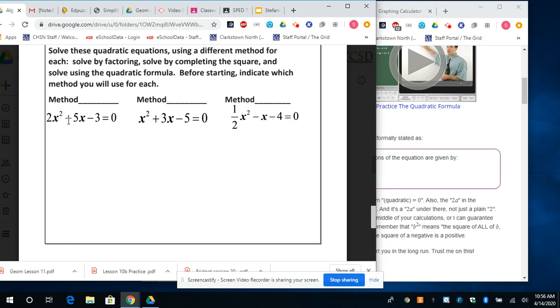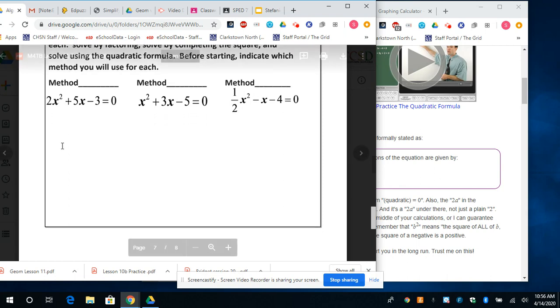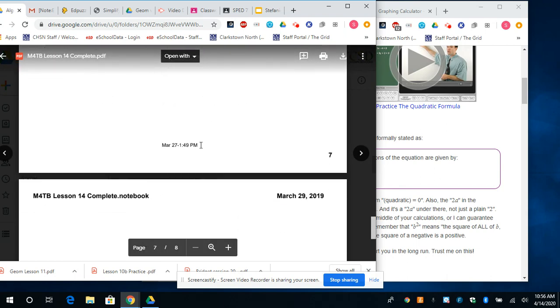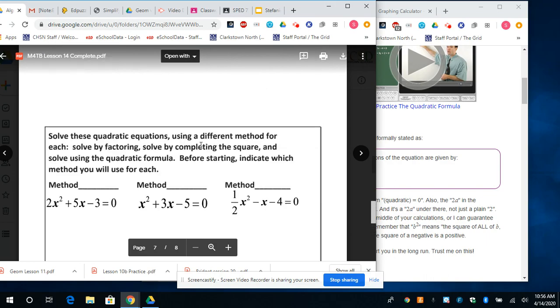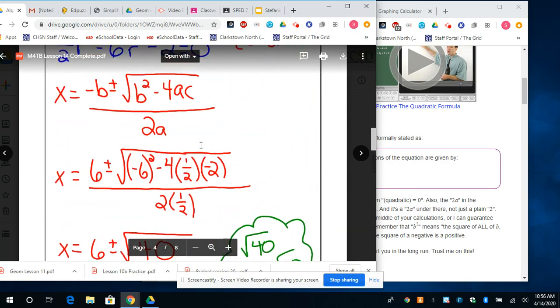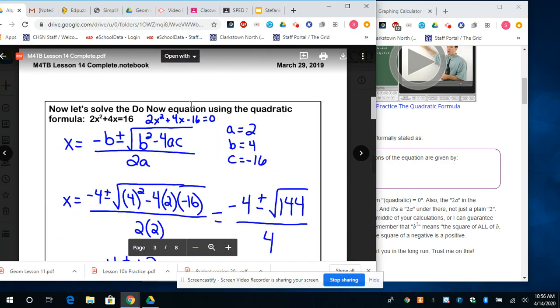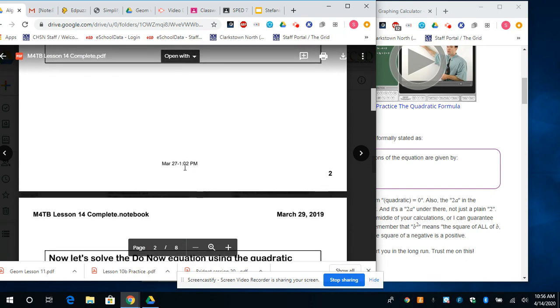Or you looked at it and you said, there's only a factor. I don't remember completing the square. I'm going to just use quadratic formula, whatever you want to do. Okay. So you can stop the video here if you don't want to listen to me go through the problems for quadratic formula, but I'm going to do that now. Okay.